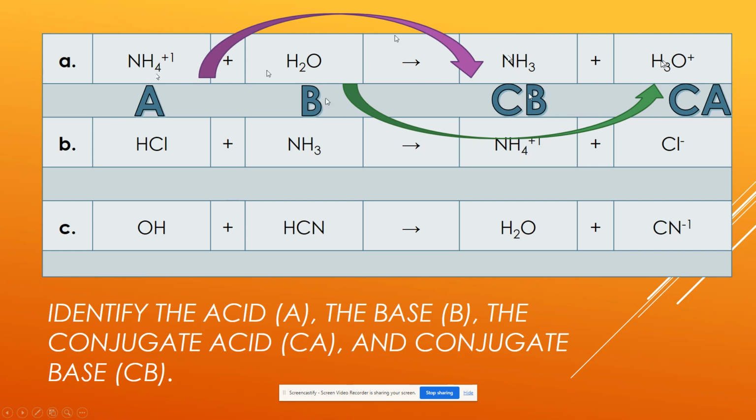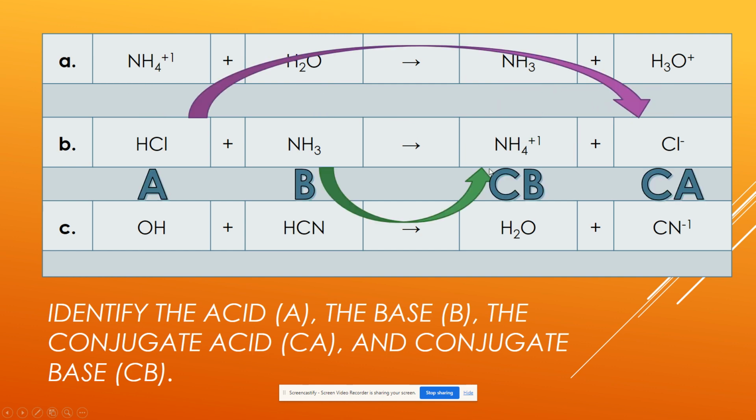So acids become the conjugate base because in the reverse direction, it becomes a proton acceptor. The base here became the conjugate acid because in the reverse direction, H3O drops in number of protons because it gave up a hydrogen, and that is a property of an acid. So acids become the conjugate base. Base becomes the conjugate acid.